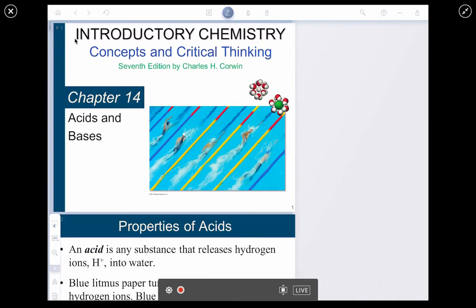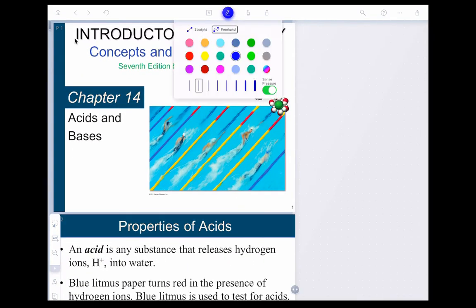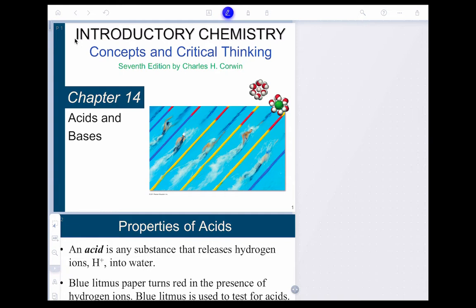In this recording, I'm going to talk about acids and bases. So we'll get started with this chapter. What you're seeing here is a picture of a swimming pool, and one of the common acids that is added to the swimming pool is muriatic acid. It is nothing but concentrated hydrochloric acid. And you do know the formula of concentrated hydrochloric acid.